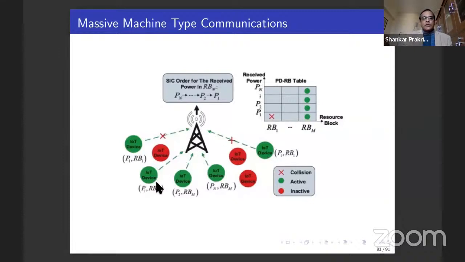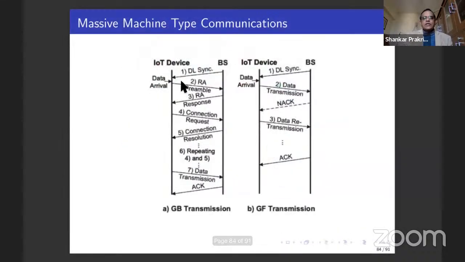But if they transmit using the same resource block but use different powers, for example, this one is using the Mth resource block but with different powers, then SIC can be used and it's able to decode each of them individually. So you have received power versus resource block, and you try to allocate them properly. In many cases, you cannot avoid collisions. Collisions will be there, the packet will be lost, and it has to retransmit. This is the problem with grant-free access.